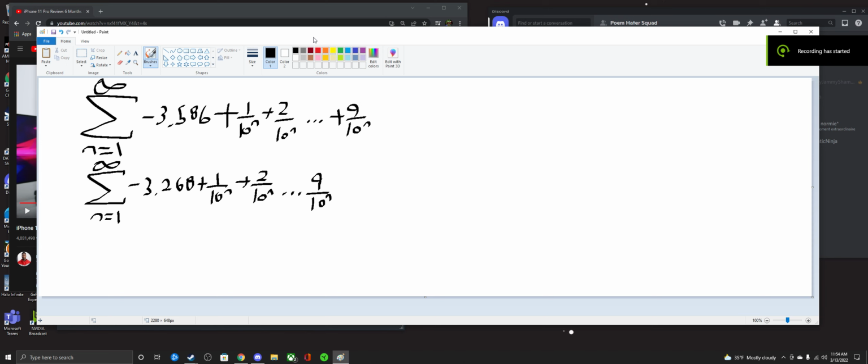Hey everybody, and today I wanted to show you two sums that converge to pi, a rough approximation of pi at least. So we'll start with the top one. We have the sum as n goes from 1 to infinity of negative 3.586 plus 1 over 10 to the power of n plus 2 over 10 to the power of n, all the way to 9 over 10 to the power of n.